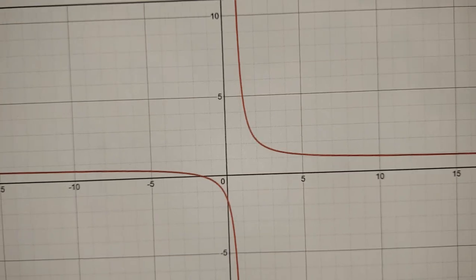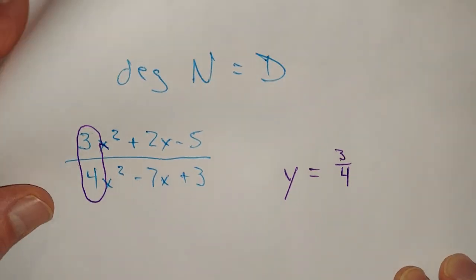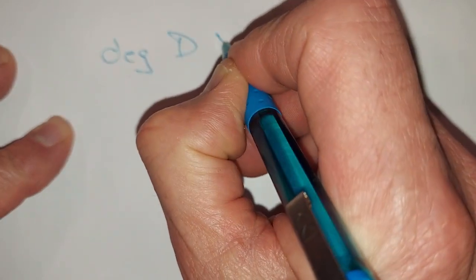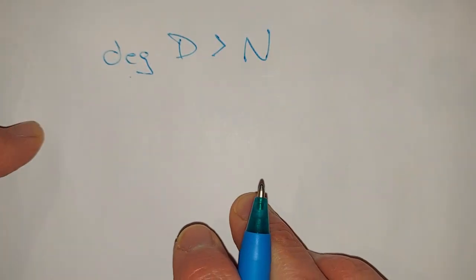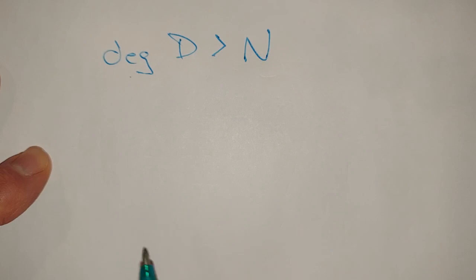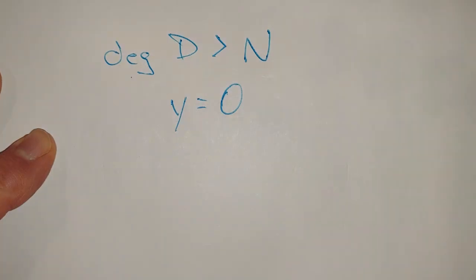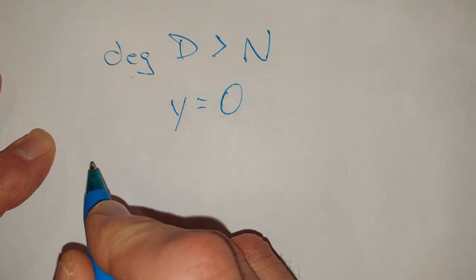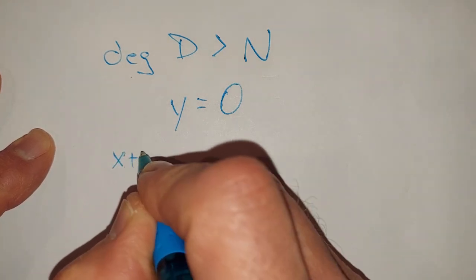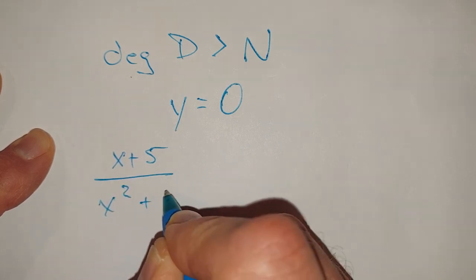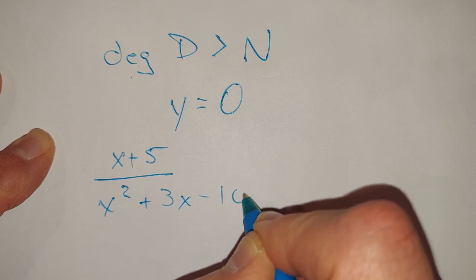Now, how about if the degree of the denominator is greater than the numerator? Well, the horizontal asymptote will be at y equals 0. Let's look at an example. x plus 5 over x squared plus 3x minus 10.